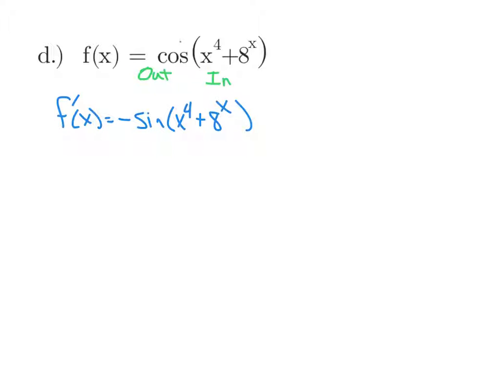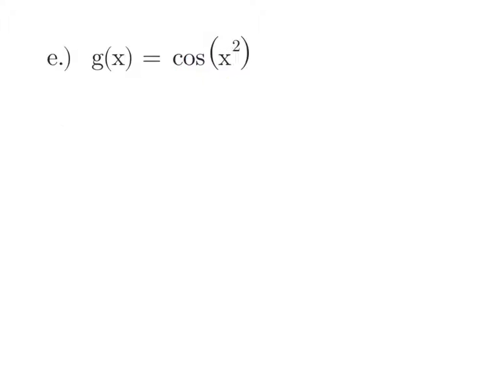So now that the cosine is done, we'll take the derivative of that interior function, which derivative of x to the fourth is 4x to the third. And the derivative of 8 to the x is 8 to the x with a natural log of 8 afterwards. There's really nothing else that we can do. And so this would be the simplified version of this derivative.